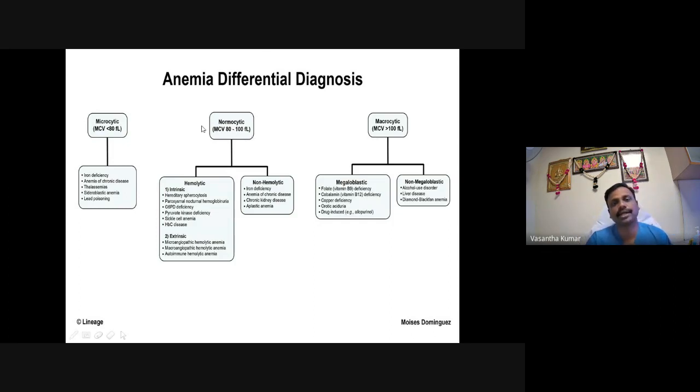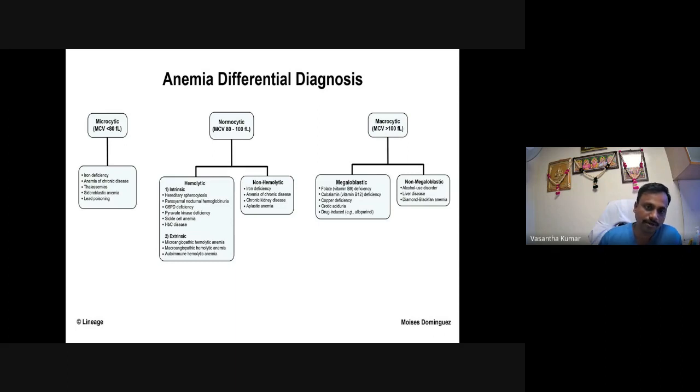Next is the normocytic anemia. So the MCV will be somewhere between 80 to 100. It can be further classified into hemolytic and non-hemolytic. Hemolytic can be further classified into intrinsic problem and extrinsic problem. That is, a problem within the red blood cell, or a problem outside the RBCs.